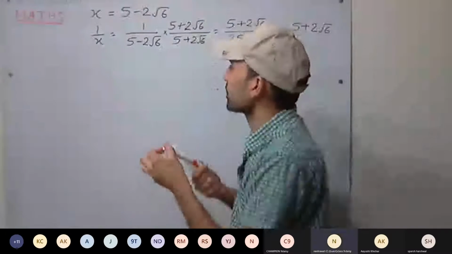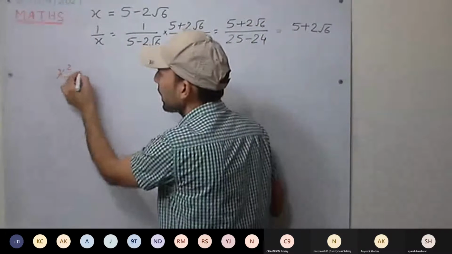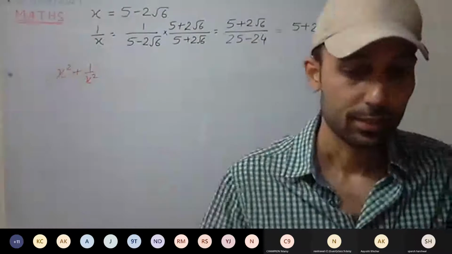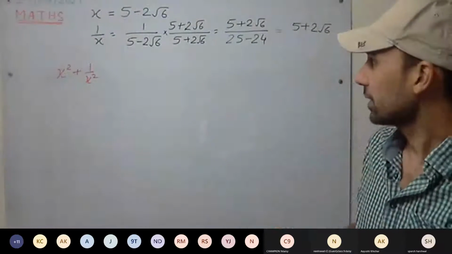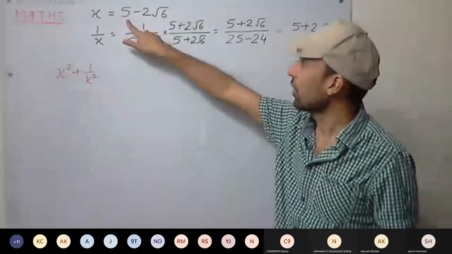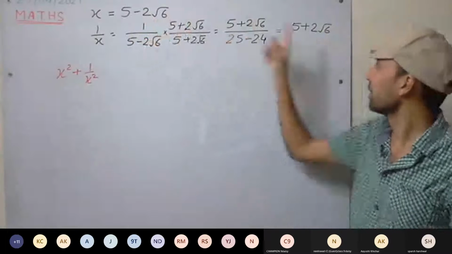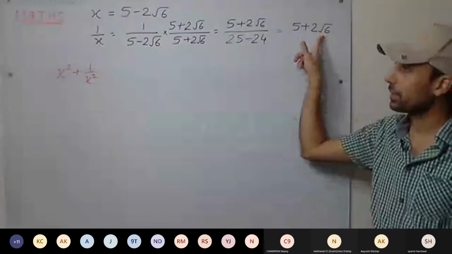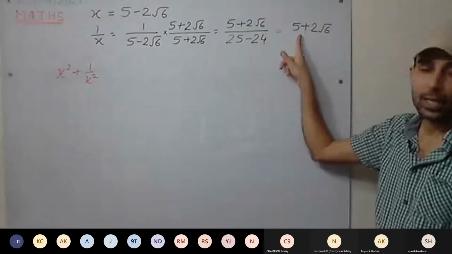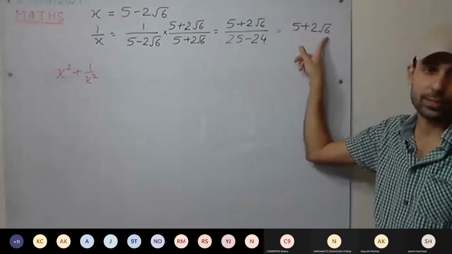x minus 1 upon x, x square plus 1 upon x square. This we have to calculate. Its value we have to find. And see here, x value is 5 minus 2 root 6, and 1 upon x value is 5 plus 2 root 6.